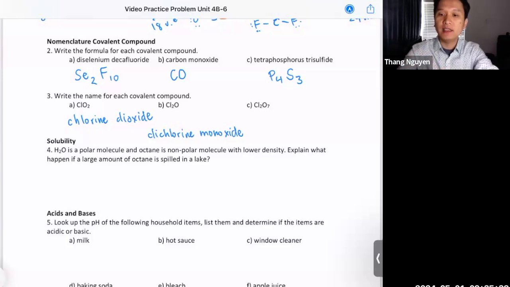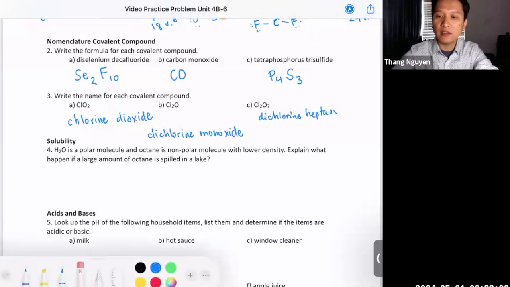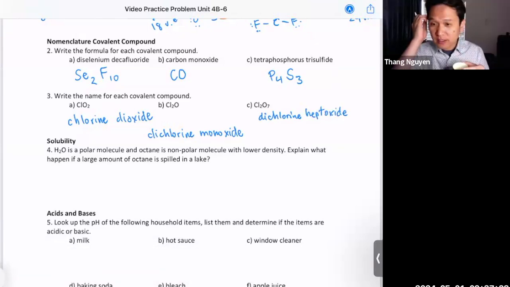Okay, C, again, there's 2 chlorines, so we say dichlorine. And then there's 7 oxygens. How do you say 7? Hepta. Oxide. I think it's pronounced heptoxide. Yeah, so it's dichlorine heptoxide. You drop the A in that one also.